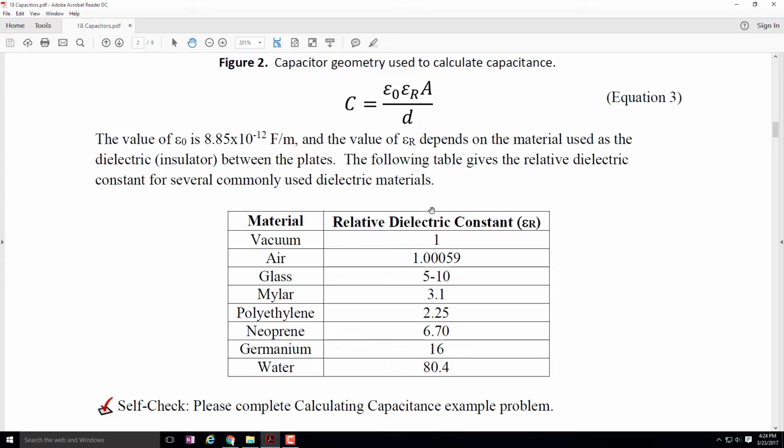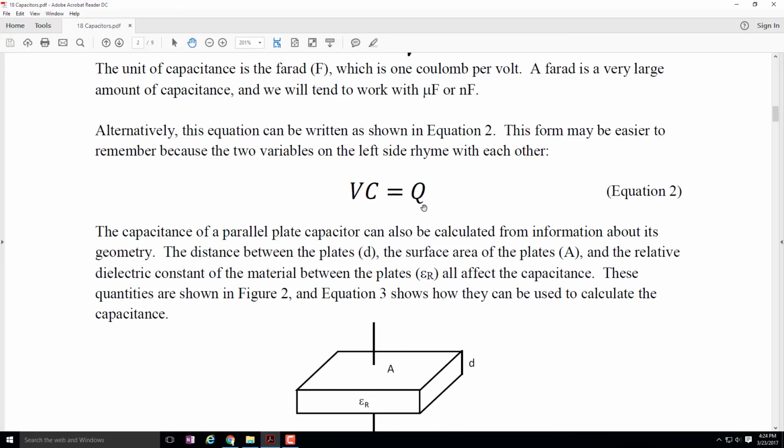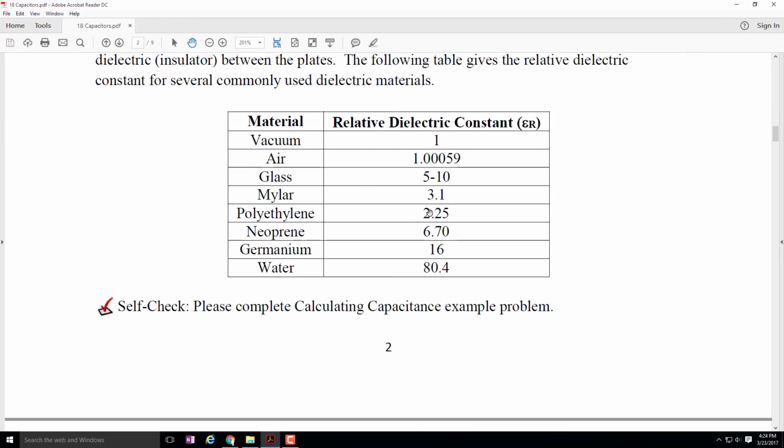If I gave you the information about epsilon r, or even about the material that's being used, and the geometry of the capacitor, A and d, then that would allow you to calculate the capacitance value, which would in turn, if I also told you the voltage, allow you to calculate the charge that's appearing on either one of the capacitor plates. So I think you're ready to do some of those example calculations. So I'm going to go ahead and set you loose on the calculating capacitance example problem.